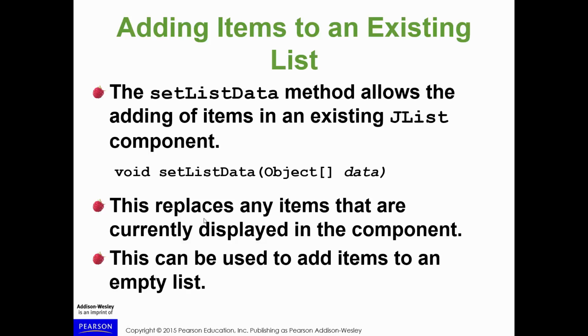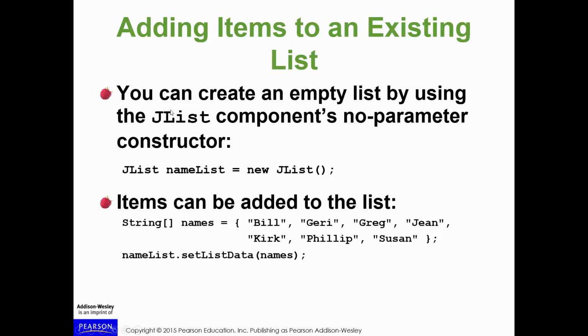If you want to add items to an existing list, because it is possible for lists to grow and shrink. So if you had a list of people in a club, for example, you might get new club members, existing club members might drop out, etc. So with the set list data, as it says, it replaces any items currently displayed in the list. You use that to add items to an empty list. You can create an empty list just by doing this. So here we're creating it, and here we're adding all the items to it at once.